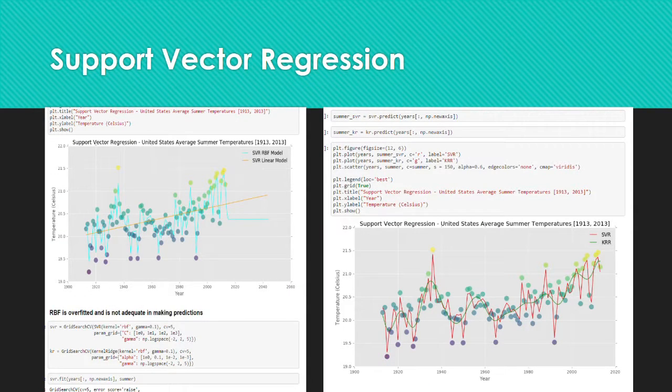And then, of course, we used linear regression. We used seasonal data going back to 1913 to see how temperature has been going up steadily over the past 100 years. So that was our project.